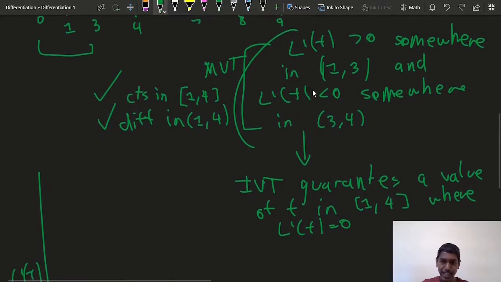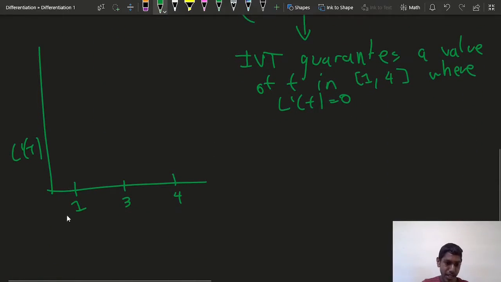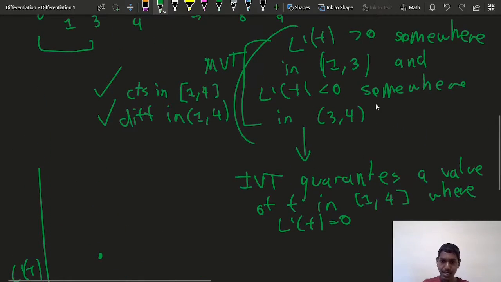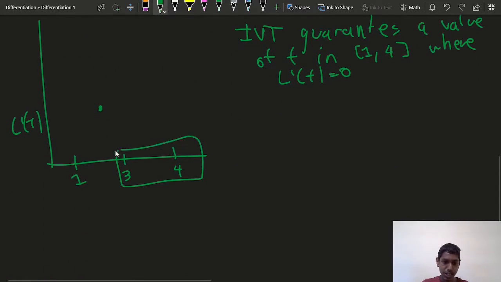We're saying it's greater than 0 somewhere in this x range. So maybe it's greater than 0 over here. And then we're saying it's less than 0 somewhere in this x range. So maybe I'll make that 0. Maybe I'll draw it right here.